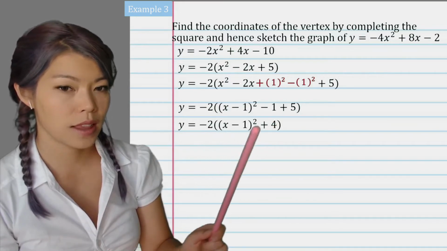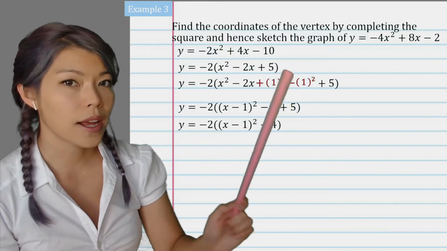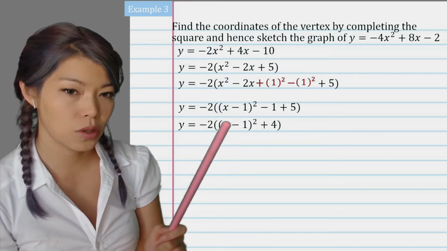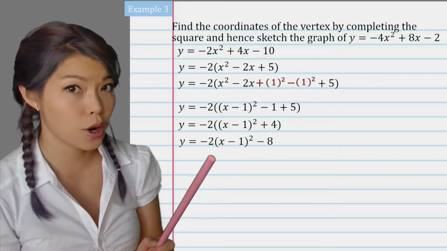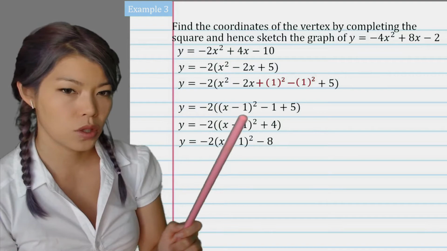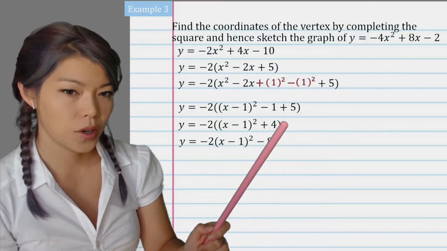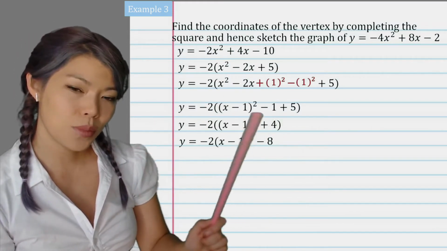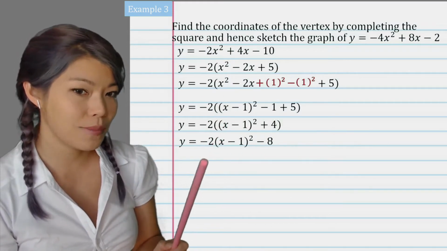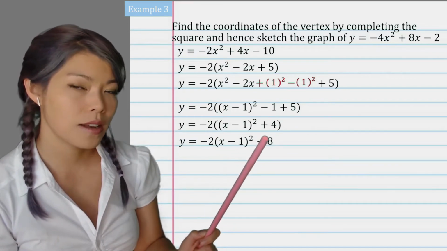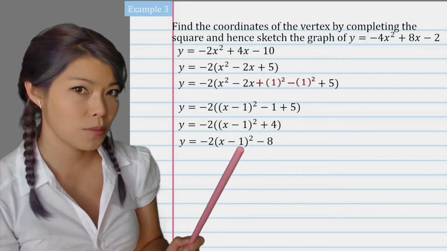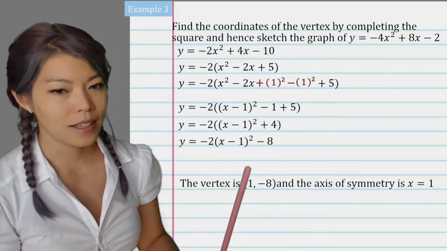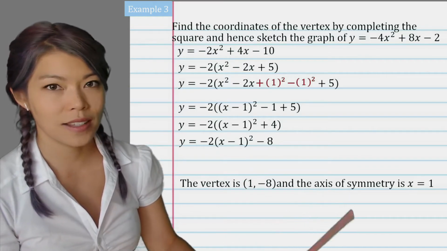And then now we have to take that outside bracket off. Keep your brackets really carefully so that you don't forget to multiply the minus 2 with the 4. It's a very common mistake. So now we multiply the minus 2 and the 4, we get minus 8. And notice I've now gotten rid of that outside bracket. So now we have this in turning point form. We can see it's a negative graph, dilated by 2, moved to the right by 1 and down by 8. Or in other words, the turning point or vertex is 1 and negative 8, and the axis of symmetry is x equals 1.